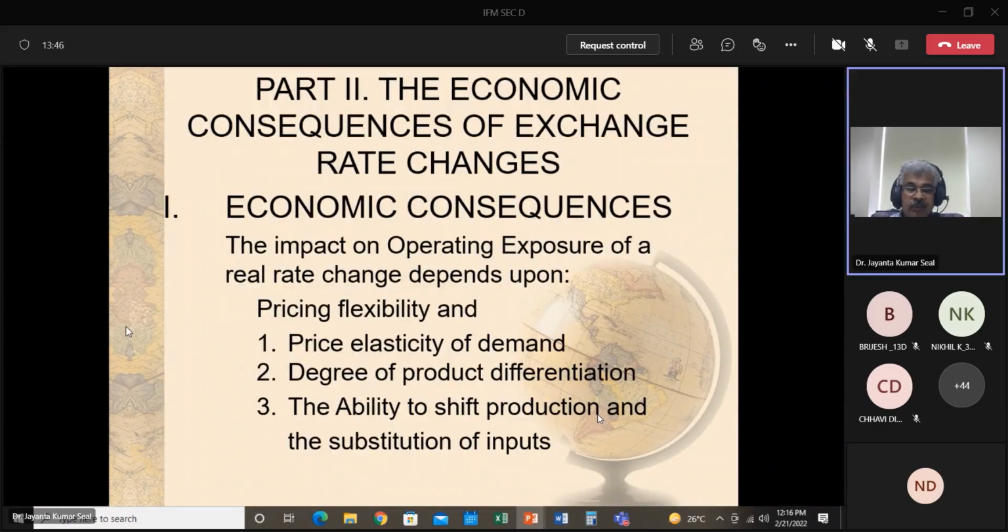Another is substitution of input, whether you get a substitute or not. Plus, the cost is going up. So if the exchange rate goes up, so if you have a substitute in your country, okay.